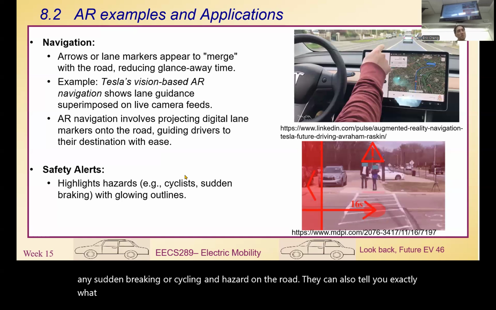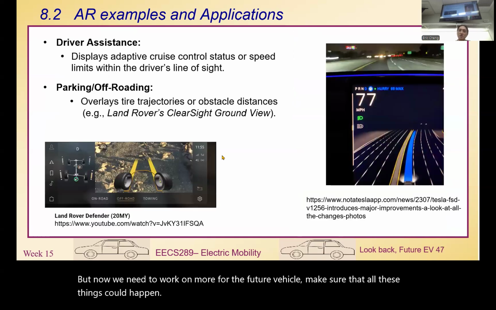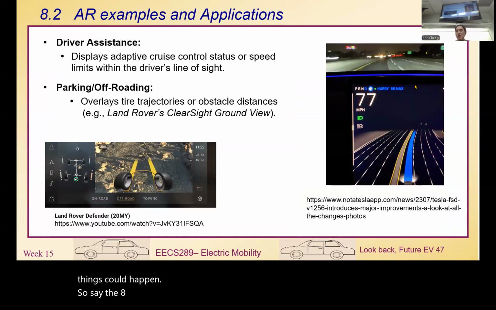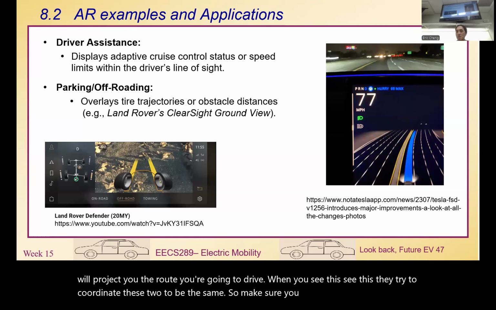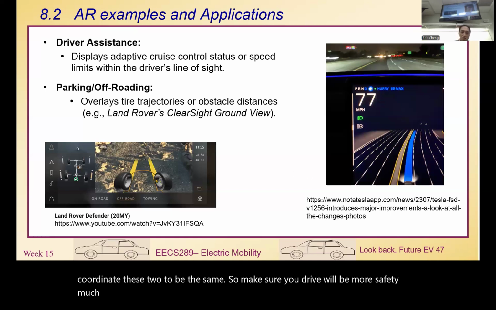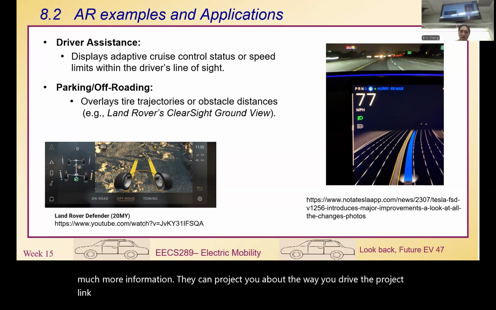So that's what we're doing for the future vehicle. Some features are already here, but now we need to work more on the future vehicle, to make sure that all these things can happen. So AR is now getting important. For instance, when you drive a vehicle, they will project the route you're going to drive. When you see this, they try to coordinate these two to be the same. So make sure your drive will be safer, with much more information. They can project the way you drive, they project the lane here, the lane mark here.